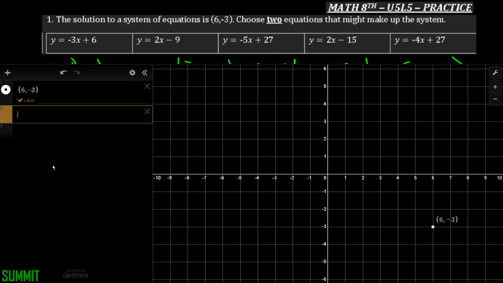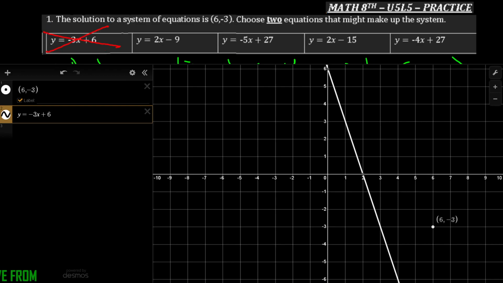So let's try it out. Let's try that first one. It says y equals -3x plus 6. Notice how this line does not go through that point. So we know this is not a solution. Let me unhighlight it, and say, hey, this one is no good.